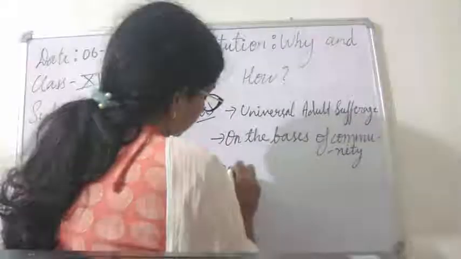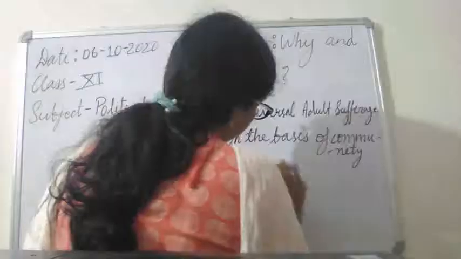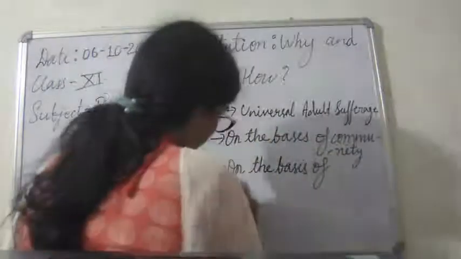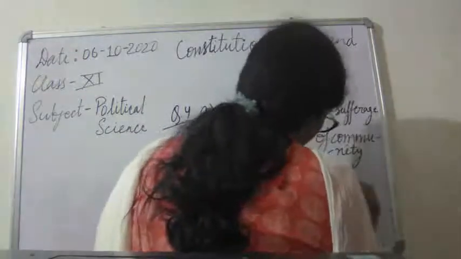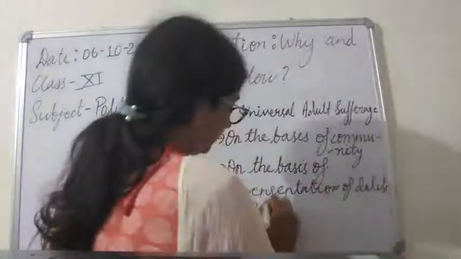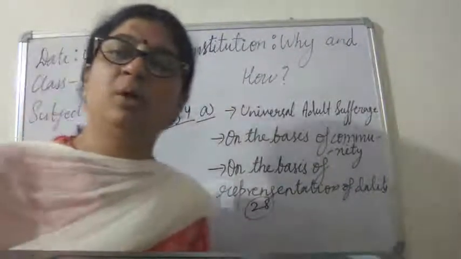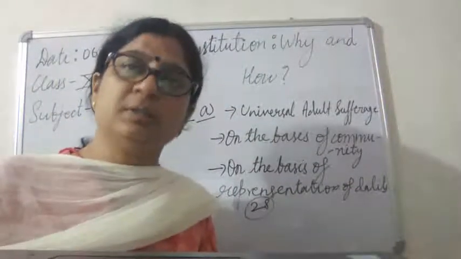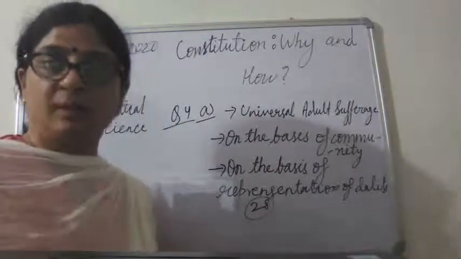Then we will see the representation of Dalits. As we have seen, 28 members of the Constituent Assembly belong to the Dalit community. So this denotes that the assembly was representative.